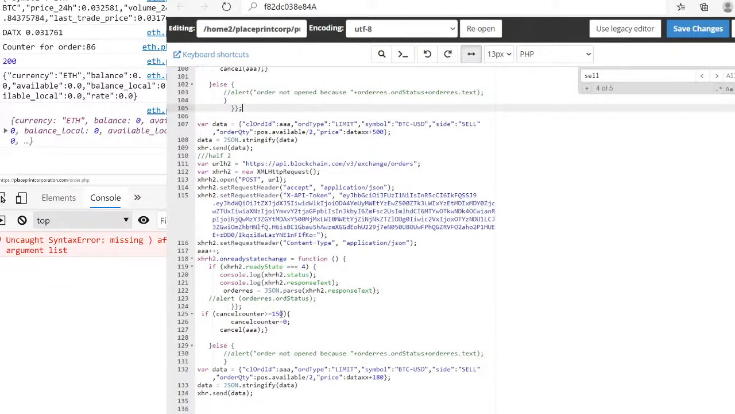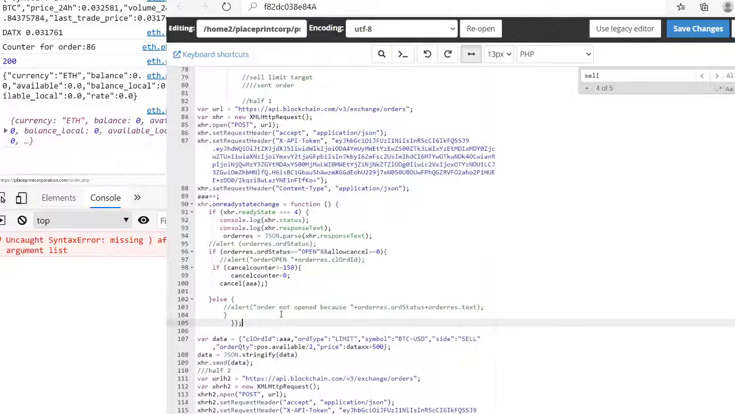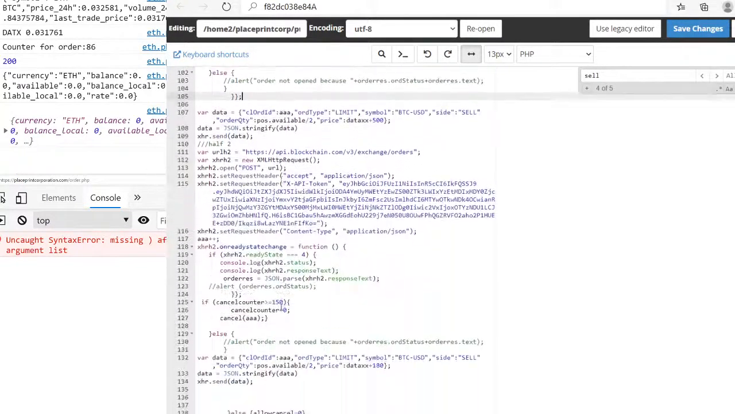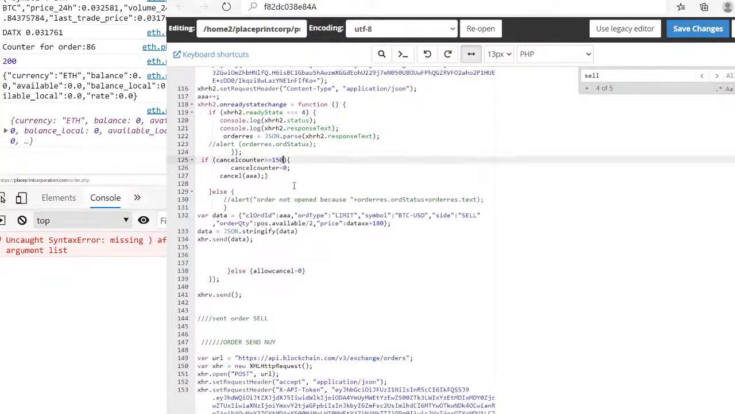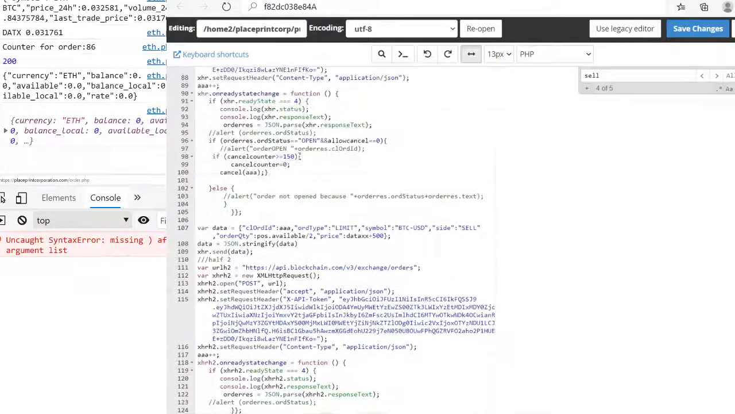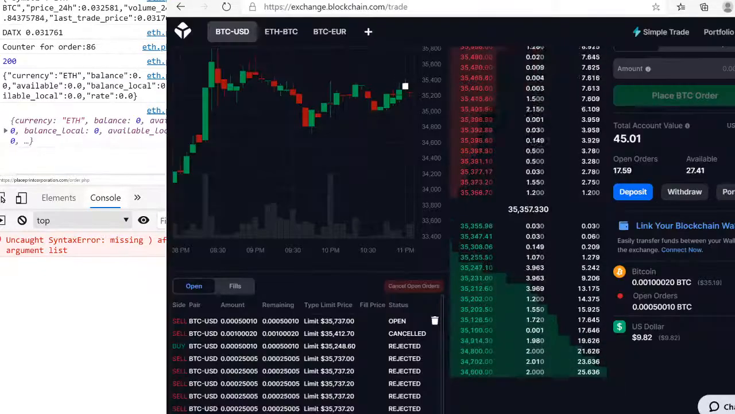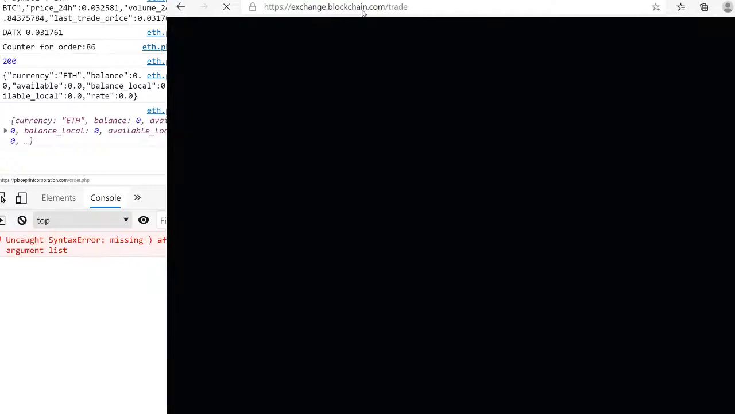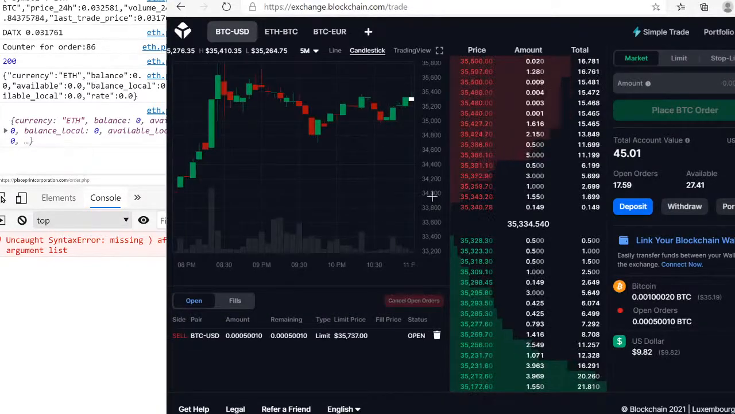But let's do this. Better idea. Cancel counter at 150. We need cancel counter to be, let's just change it to 15. Cancel counter 15. Okay. That should speed that up. 35,348 bid. I actually don't like being exposed. Our orders would have been taken out for profits already. And a lot of them.